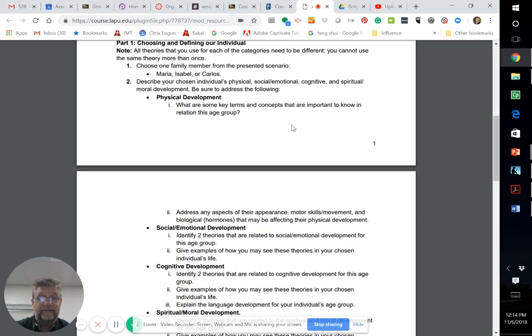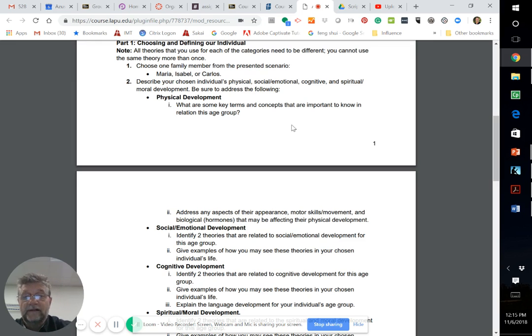And then the next part, address any aspects of their appearance, motor skills, movement, biological hormones that may be affecting their physical development. And then the next set of paragraphs are going to be some things that may be affecting their physical development, and then you'll label them. This will be an introduction paragraph underneath physical development as well, and then you will just expand on that. So that's an easy way to kind of look at any of this sort of stuff when you have directions.